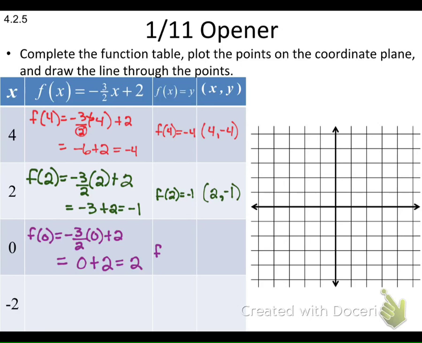You're right, but that's not how I want you to say it. So what did you say, F of 0? F of 0 equals, say it again, I just didn't hear. 2. Okay. Ordered pairs, what's my x value? 0. And my y value? 2.